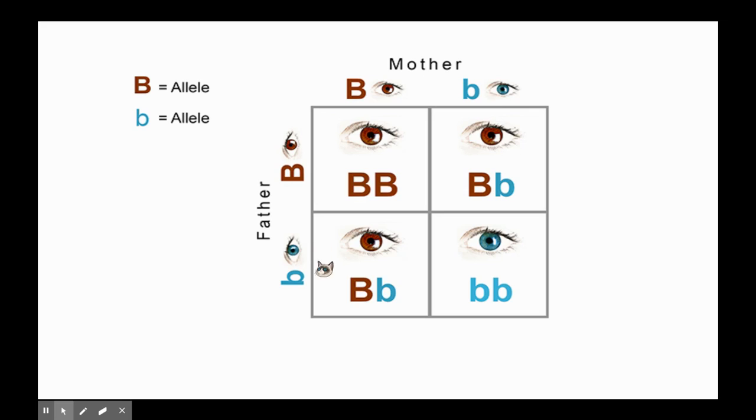And so if we look at the 4 possibilities for what their kids could turn out like, we see that there's a 3 out of 4 chance that the baby will have brown eyes, and a 1 out of 4 chance, or 25% chance, that the baby will have blue eyes. Keep in mind that there's 3 different genotypes here. We have big B big B, big B little b, and little b little b. And only one of these is going to show the recessive phenotype.